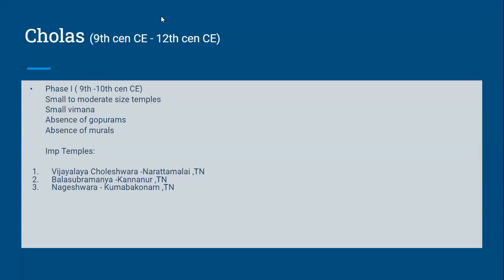Okay, so I have divided it into two phases. Phase 1 is the 9th century to 10th century AD. During this time we see the temples are small to moderate in size, and these are proper Dravida temples. The Vimana, the temple tower, is small in this phase. Usually in this phase, there is an absence of gopurams. We do not find gopurams. Even when we saw the Pallava temples, we have not seen a single gopuram in the Pallava temples up till now.